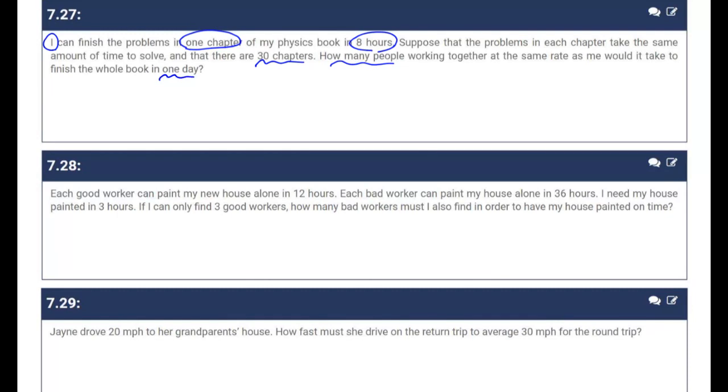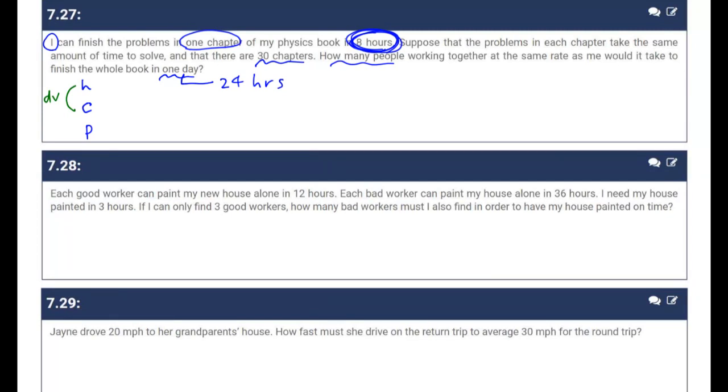in one day? One day, by the way, if I try to use the same unit as this, which is hours, will be 24 hours, obviously, right? So I guess there are 3 things here: the number of chapters, the number of hours it takes, and the number of people to solve together. Number of hours and number of chapters could be direct variation, right? Because more hours, more chapters. To solve more chapters, we need more hours, right?